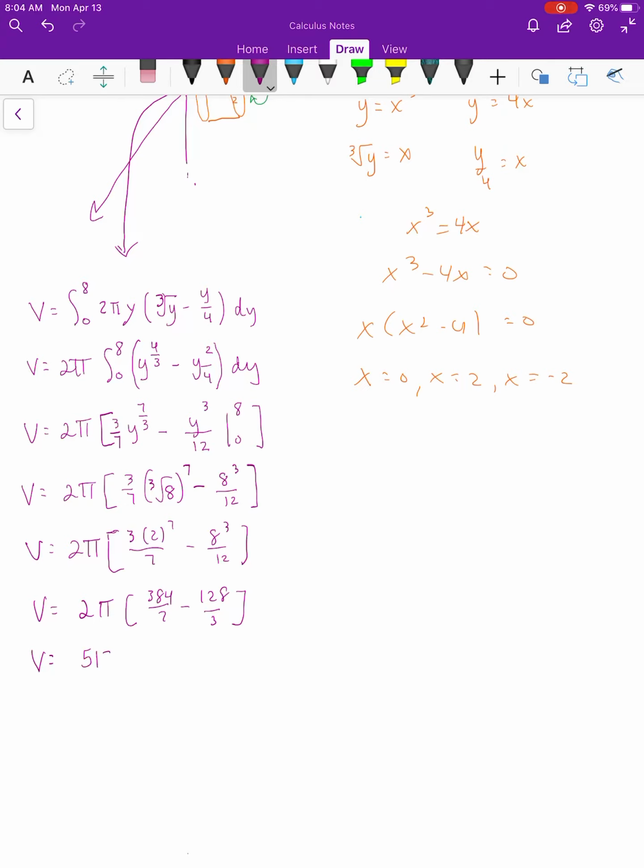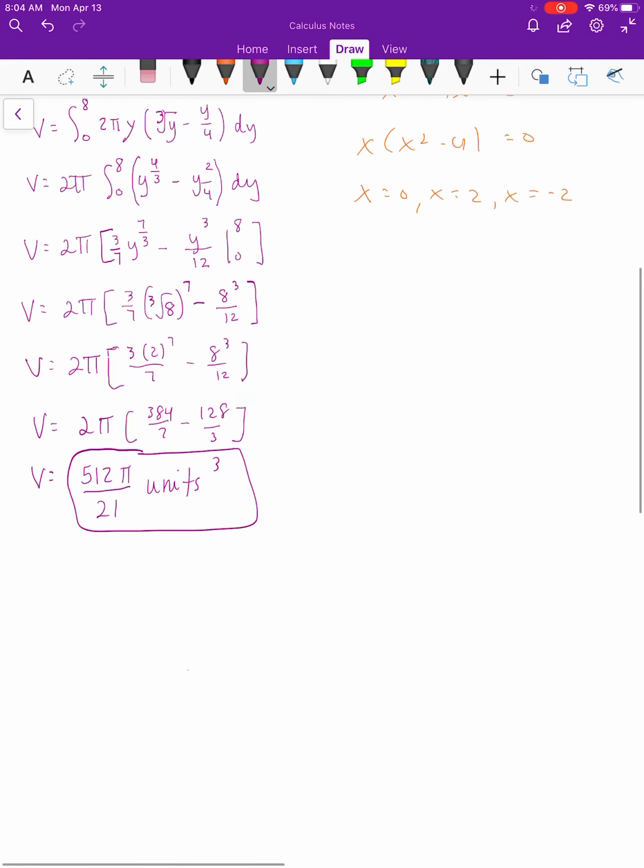Oops. I just went straight to the answer here, sorry. This one gave me 5/12 pi over 21 units cubed. Okay, now let's look at part B.